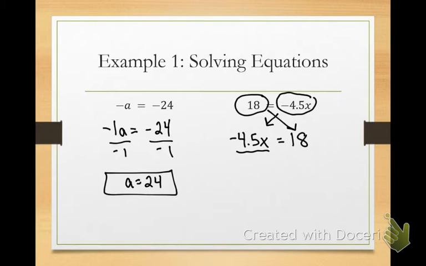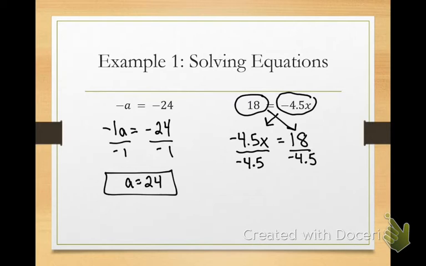Super close, but what do you want to take with you? Yes, the negative. Very good. So don't overlook the negative, all right? You've got to take the negative with you if there's a negative number connected to x. Okay, so divide both sides by -4.5.